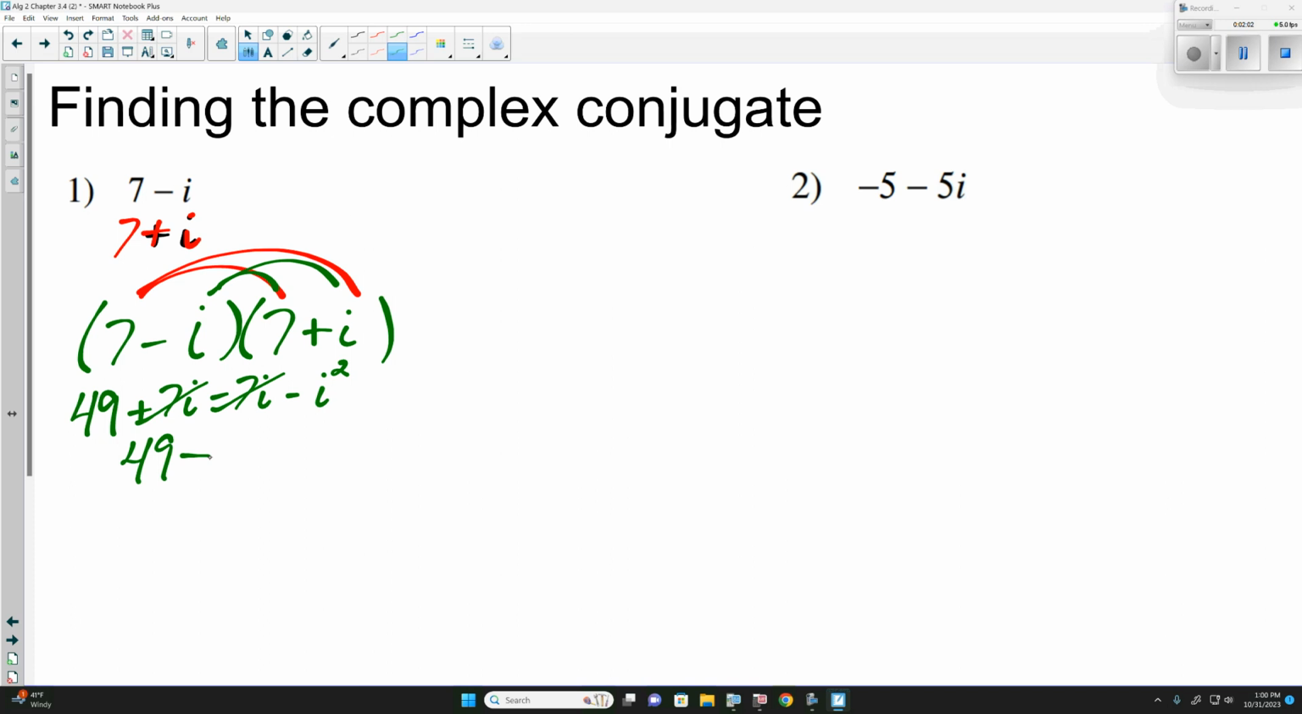Minus. Well, i squared, we said yesterday, is negative 1. So at this point here, we have 49 minus negative 1, which is 50. Because our minus and negative is the same as plus, so we have 49 plus 1, which is 50. Now that's interesting because we started with two terms with i and ended up with a single number that does not have i. And that's the nice part about complex conjugates. When we multiply them together, the i term simplifies out.